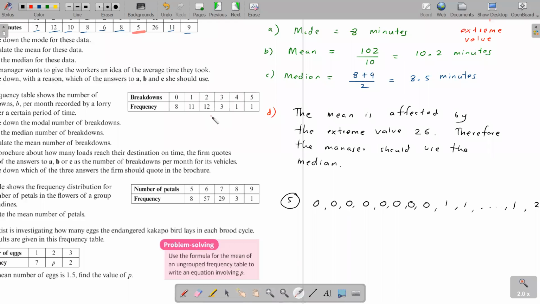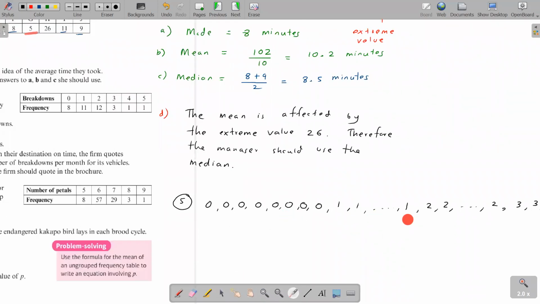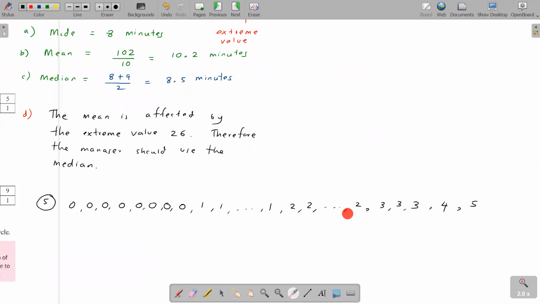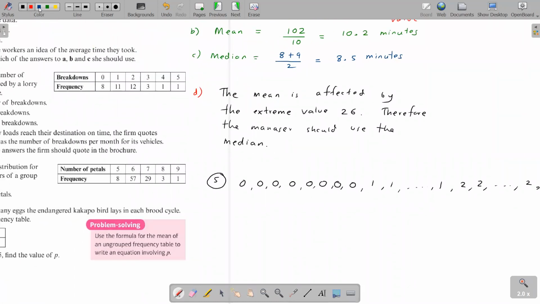The mode is 2, because this is your X value. The breakdowns are your X values. Can you see here? This 0 is the X value, 1 is the X value, 2 is the X value. So you repeat 2 12 times. So 2 is the number that is written most often in this data set. 2 is repeated 12 times. So 2 is the number repeated most often. Therefore, you will write for part A, mode equals 2.